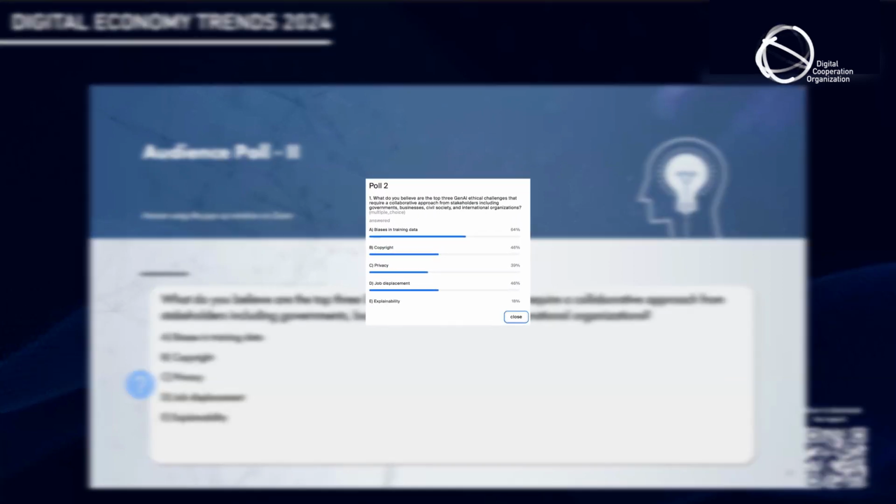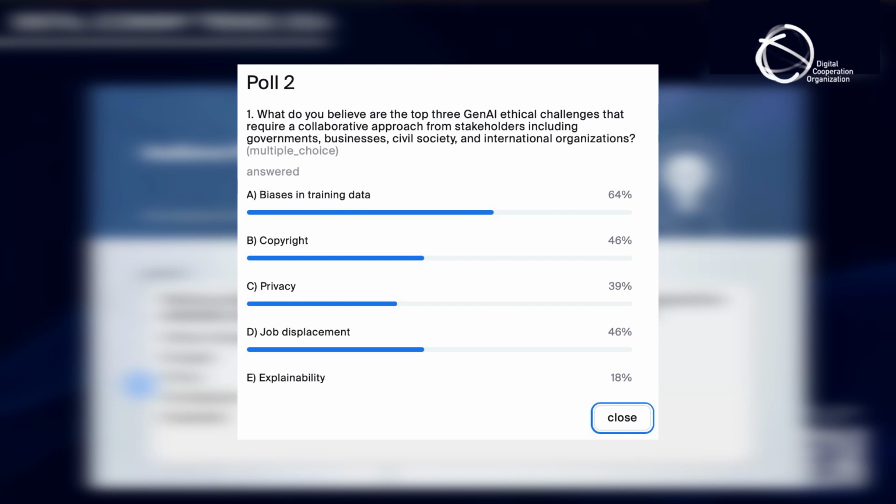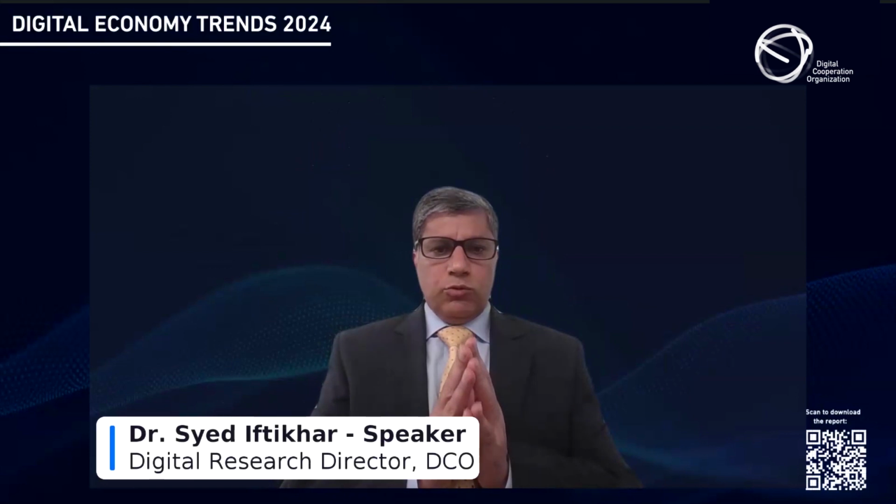Okay, so in order of top three, first one being biases in training data, second one being copyright, and the third one being privacy. These could be the top three Gen AI ethical challenges. Dr. Sayed, I would like to have a follow-up question with you on this point. Could you elaborate more on the ethical challenges that could be posed by Gen AI and its tools, and suggest ways to tackle them?